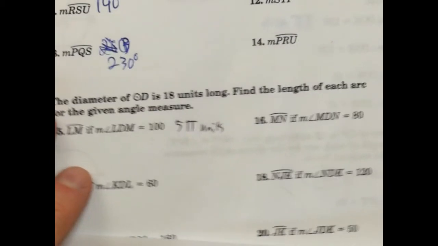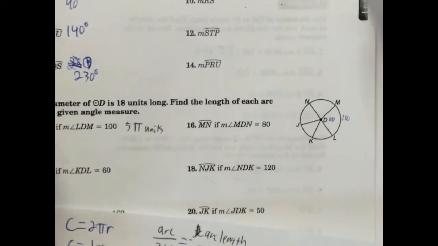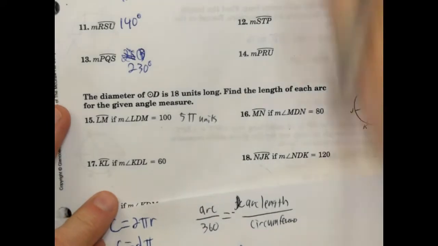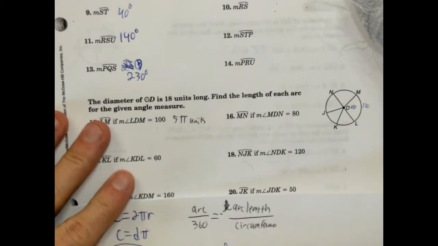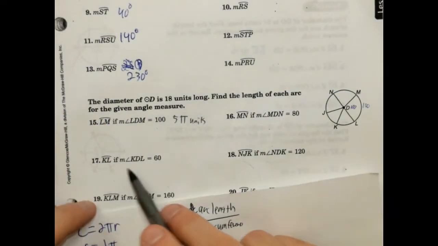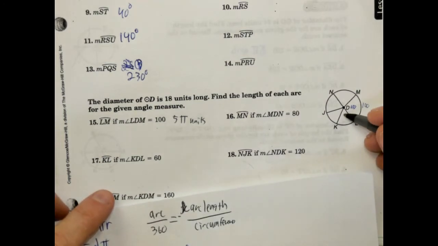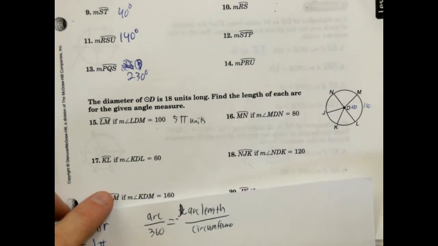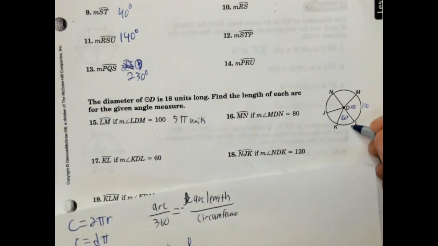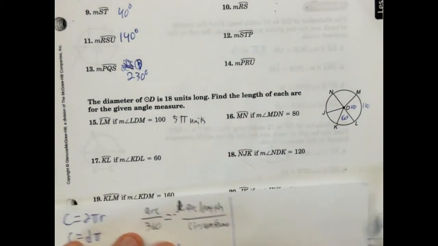Let's try the next one. Let's zoom out a little bit more. It's kind of tricky here. Find the arc length of KL if KDL is 60. So KDL is here. So if this is 60, that means the arc measure, well, the arc angle here is going to be 60 as well. So we're going to go ahead and write that here.